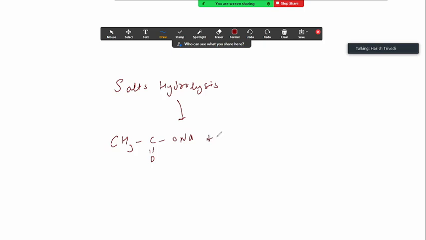When it dissolves in water, what will happen? It will give you CH3COOH. But the other ion, which is the sodium ion, will be surrounded by water molecules, so not only sodium, it will be Na plus now. It will be attracted by water molecules.